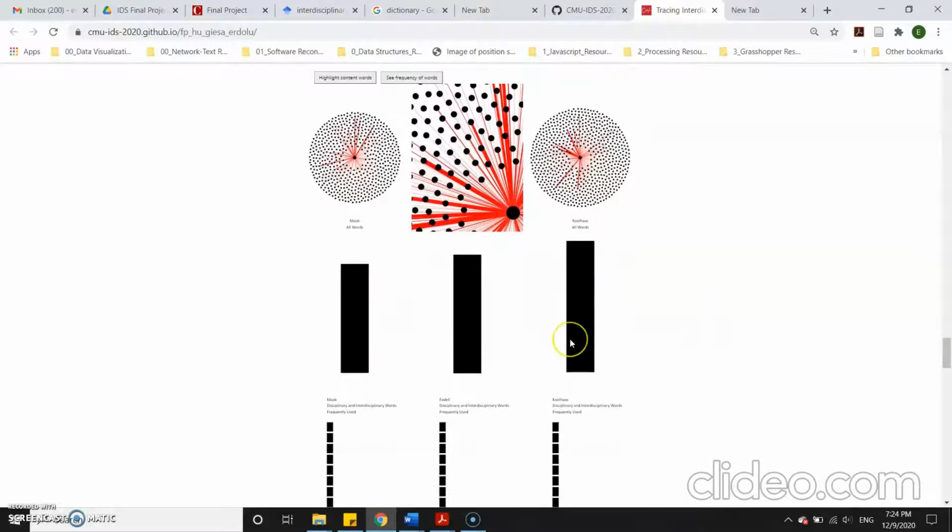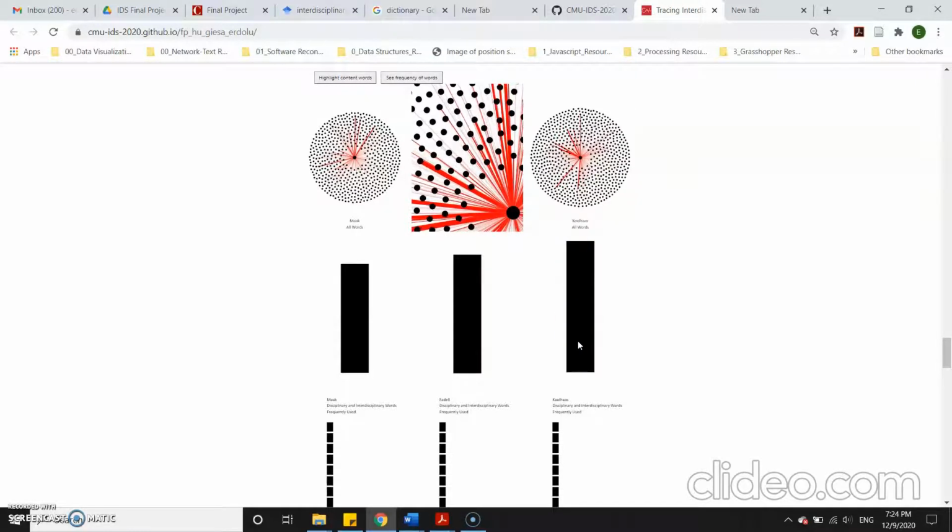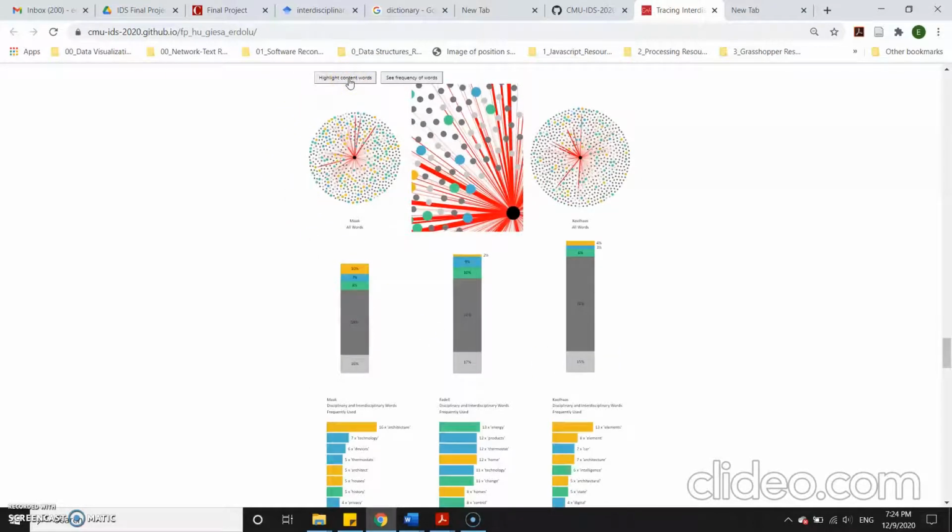And through the bars, the user can see the amount of unique words in each actor's vocabulary. For instance, Kohlhaas used the highest number of unique words, the richest vocabulary. The user can also highlight content words. That shows the disciplinary breakdown of that vocabulary, and shows that disciplinary words are used to different degrees by each actor.